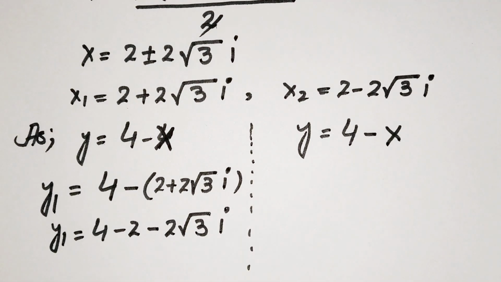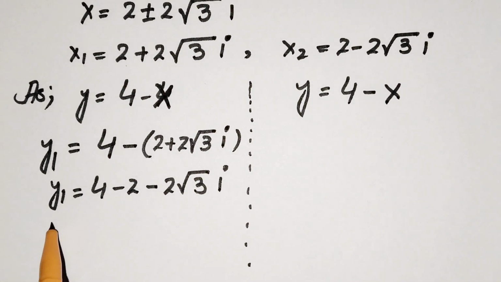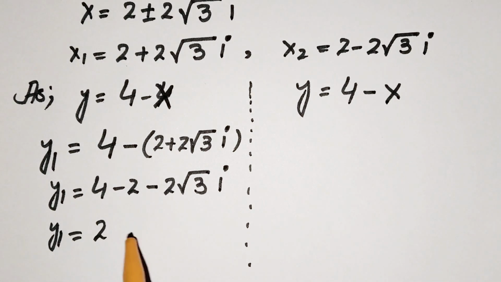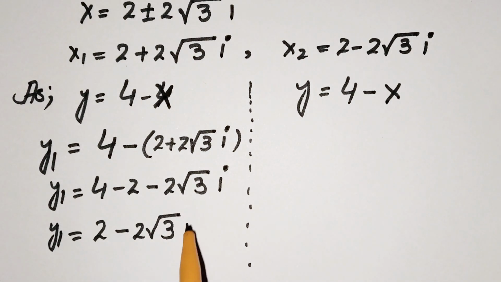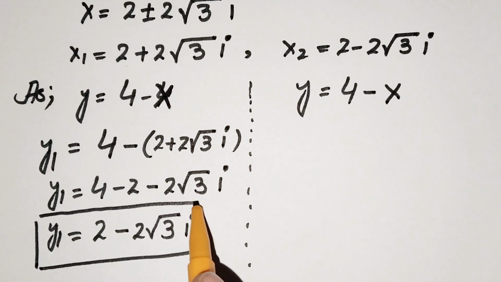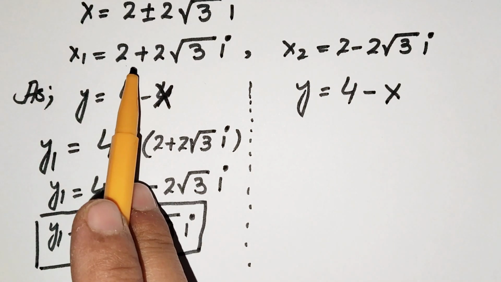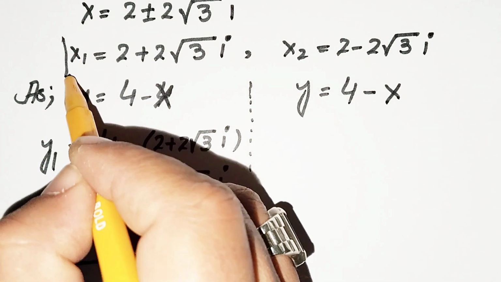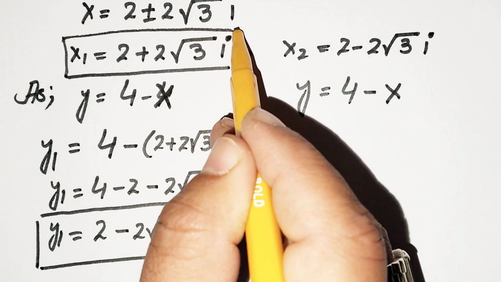4 minus 2 is equal to 2, so y1 is equal to 2 minus 2 times square root of 3i. So it is our value of y1 when x1 is equal to this one, that is 2 plus 2 square root of 3i.